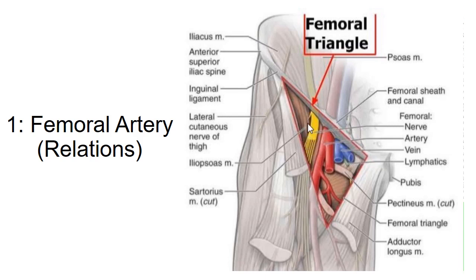Then lateral structure to this femoral artery is femoral nerve. This femoral nerve lies lateral to the upper part of the artery. Lower down the artery is related to the branches of nerve, as you can see here.